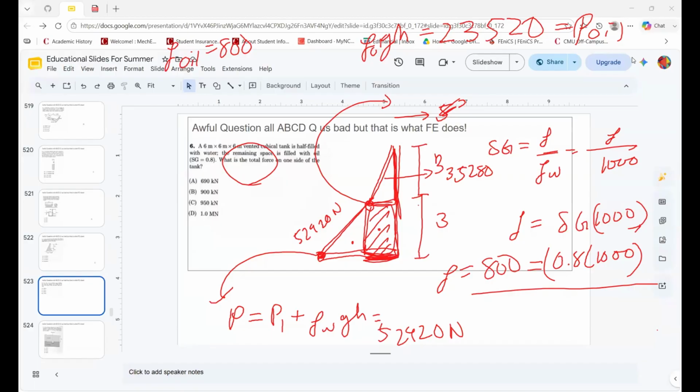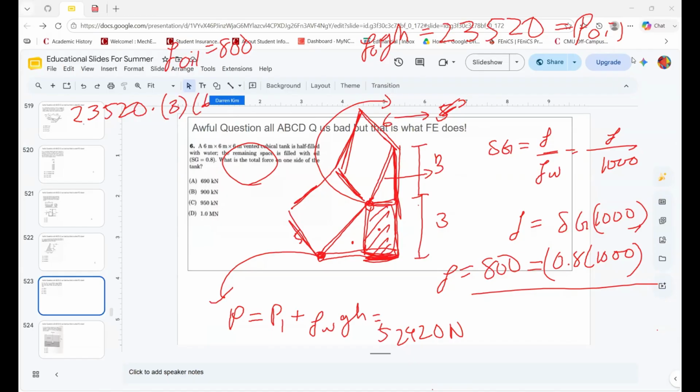But now I realize there's also a face over here. So actually, to tell you the truth, this is actually partially wrong. So you have to think of it as a 3D question. So actually, let me redo this a little bit. So what you're going to do actually is say over here 23520, right? You're going to multiply that by 3 first, okay? And then multiply by 6 again, and then divide by 2. That will give you a force over here instead.